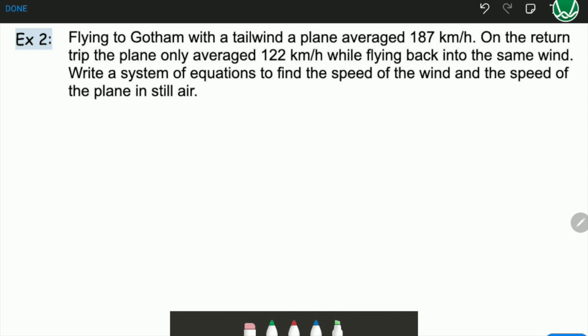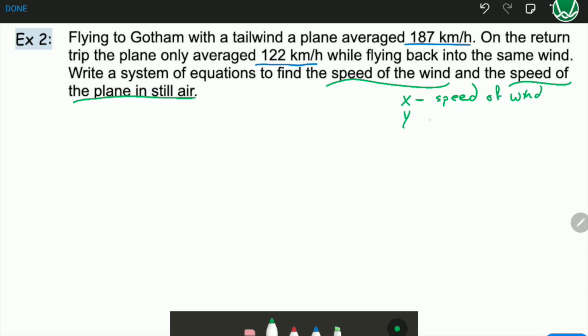Ooh. So this time our two totals are the 187 and the 122. The different variables are going to be the speed of the wind, because that's one of the things you were looking for, and the speed of the plane in still air. So I'm just going to call x the speed of the wind, and y the speed of the plane.